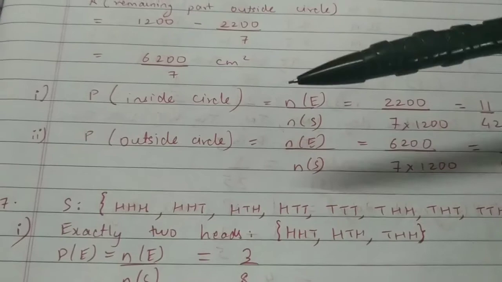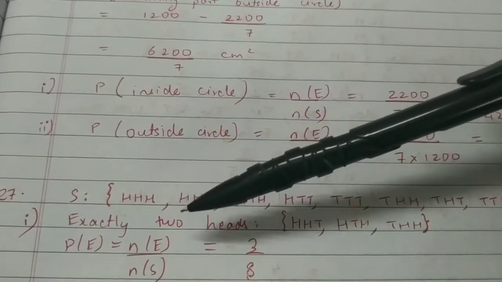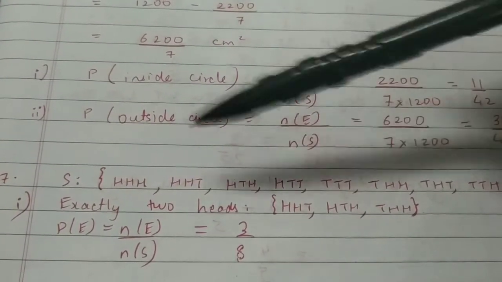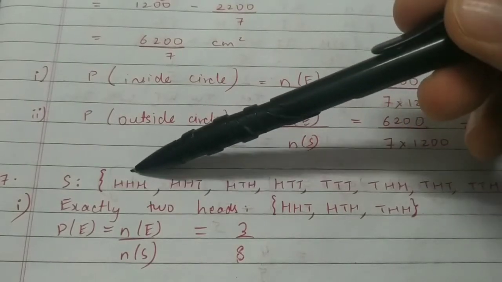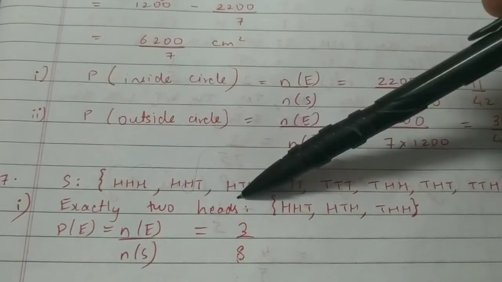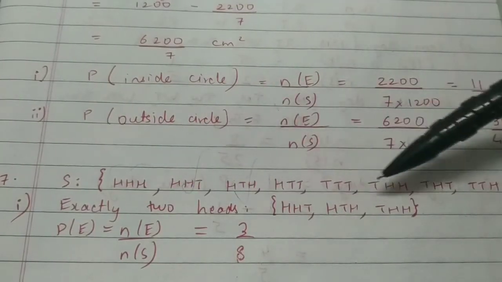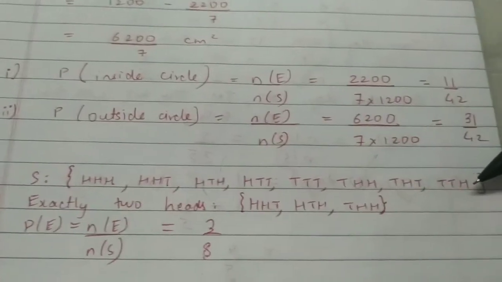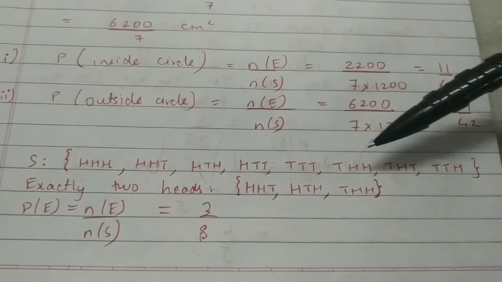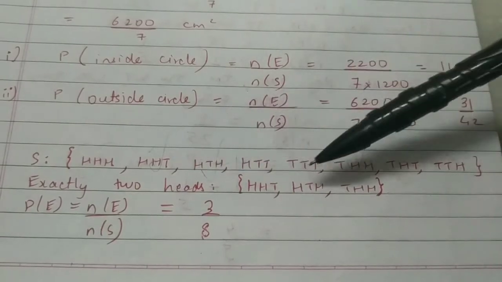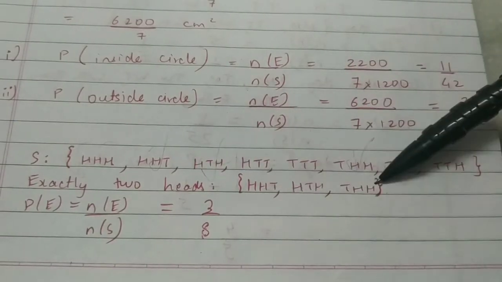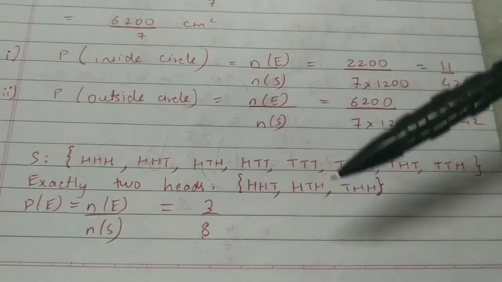Roman number 1, what's the probability of getting exactly 2 heads? 3 heads, nope. This one, yes. This one, yes. This one, no, no, yes. No, no. So I got 3 of them having exactly 2 heads. So it's 3 upon 8. That's the probability.